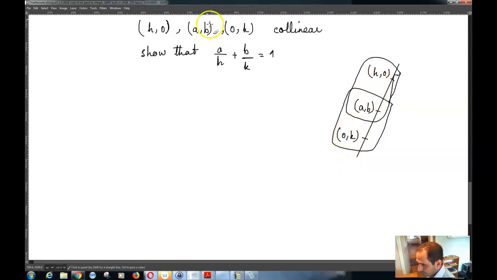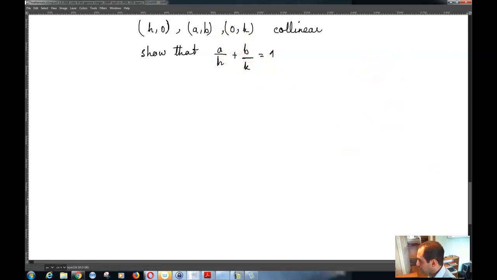So what you can do is find the slope of the line going through these 2 points, and also find the slope of the line going through these 2 points. Since the 3 points are collinear, you can equate them, meaning that the slope of this line is equal to the slope of this line, and most probably you will get this equation over here. So let's see what happens.